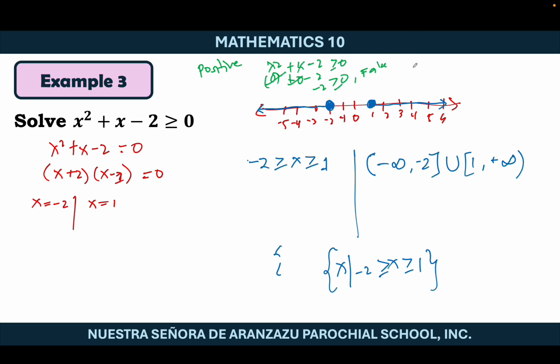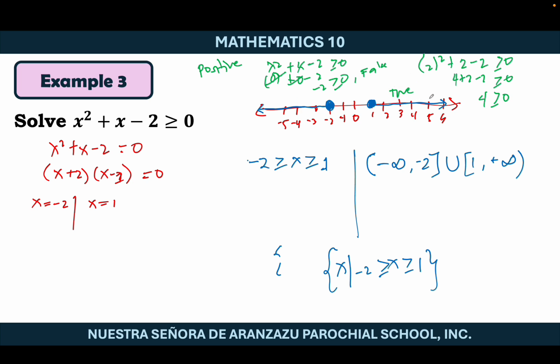O, you try 2. So, 2 squared, dito sa right side, 2 squared plus 2 minus 2 greater than or equal to 0. So, 2 squared is 4 plus 2 minus 2. O, 4 plus 2, 6. 6 minus 2, 4. 4 is greater than or equal to 0. Mas mataas ba si 4 kay 0? Yes, true yun. So, true to.